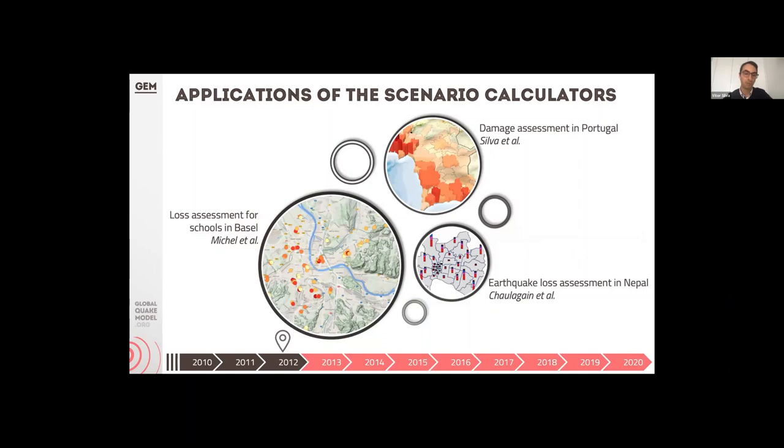Some of the initial applications of these two calculators that consider just a single rupture were, for example, in the school infrastructure in Basel, or, for example, doing several earthquake scenarios in Nepal and focusing particularly in Kathmandu. Again, very early stages of OpenQuake and testing already some of these features.